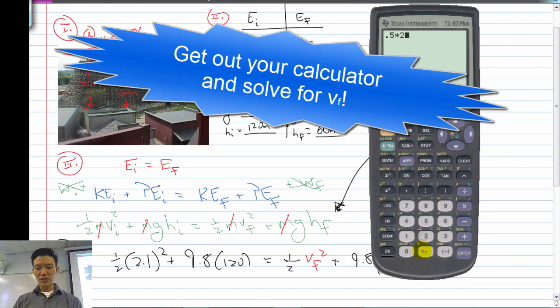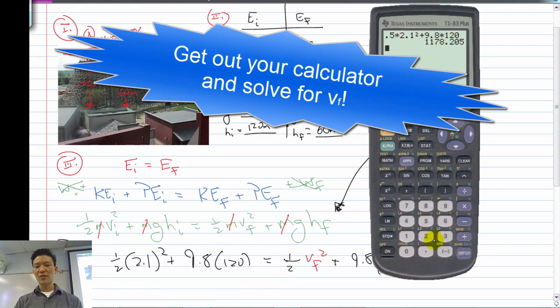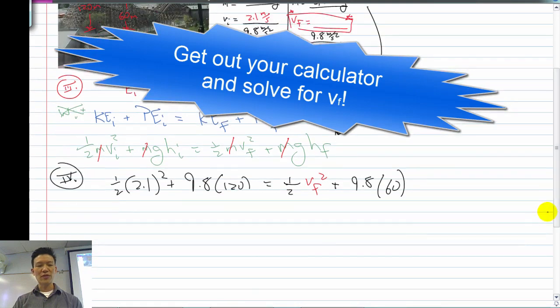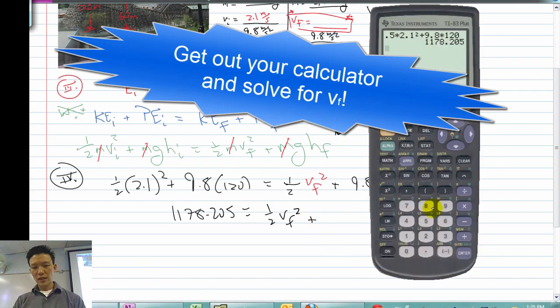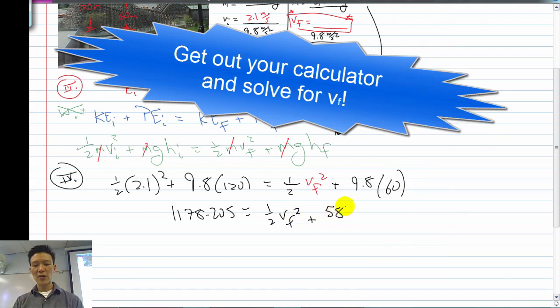There you go. Left-hand side, we're going to take 1/2 times the initial velocity, 2.1 squared. Add to that sucker 9.8 times the initial height of 120. When we do that, we get a big old nasty number, 1178.205. Keep the decimals for now. Round it at the very end. That's equal to 1/2 VF squared. And then we're going to do 9.8 times 60 on the right-hand side. And we're getting a big old number, like 588.